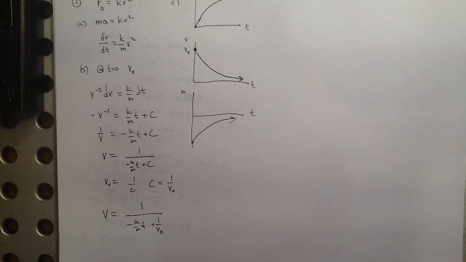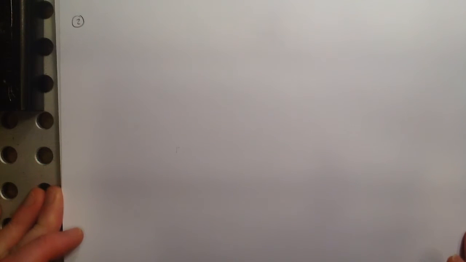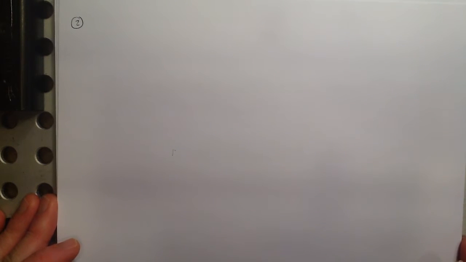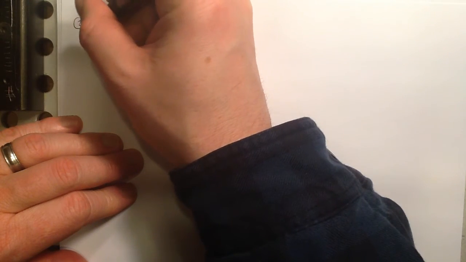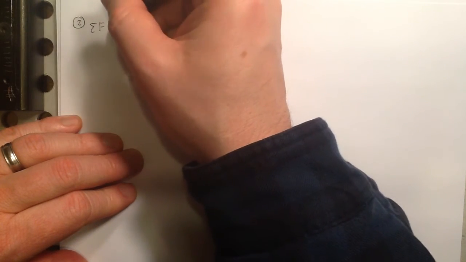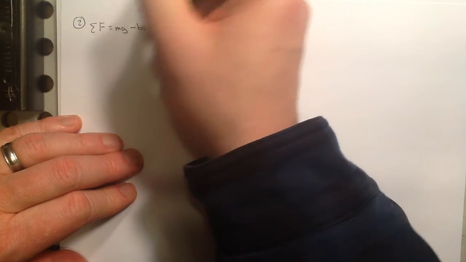In number 2, it's a little bit more complicated because we have two forces here. We talked about this in class. I'm not going to throw any fancy physics at you on our assessment, but here the net force would be the gravitational force winning versus the air resistance force, which is bv.